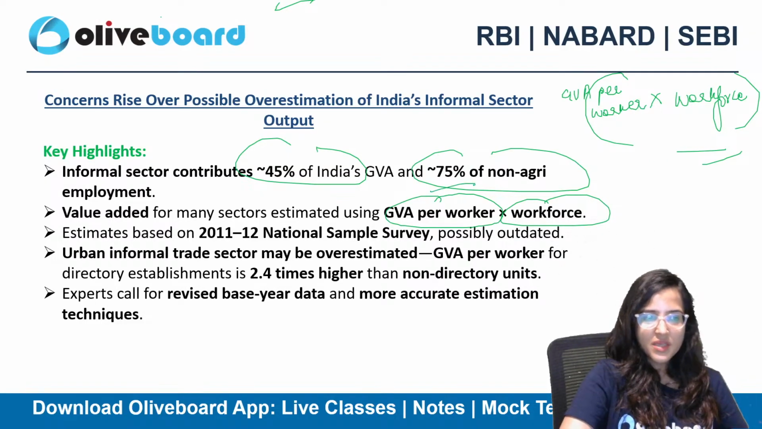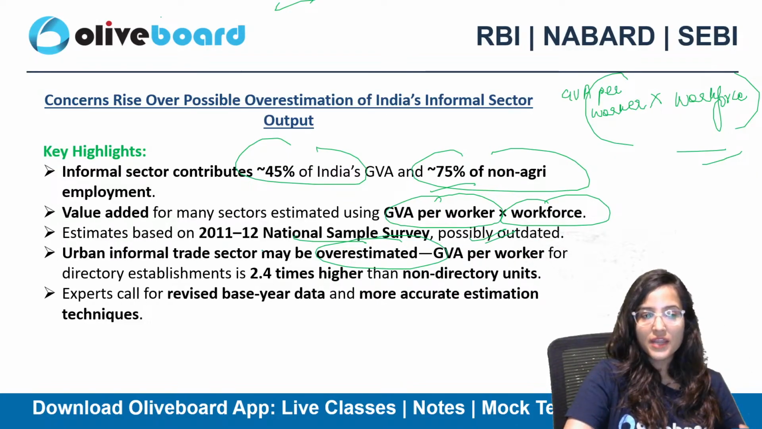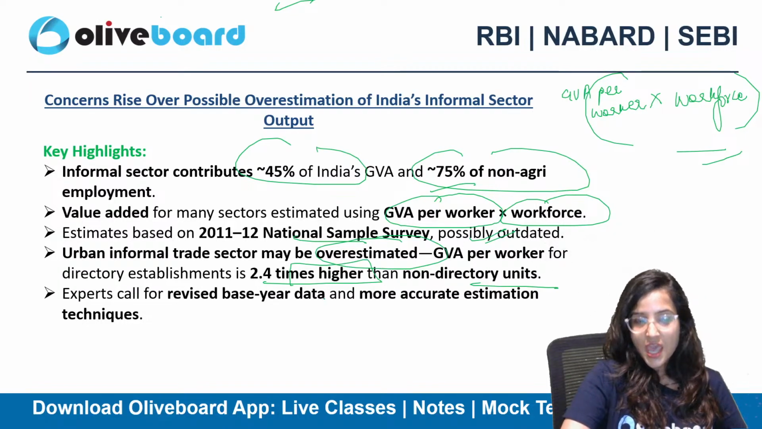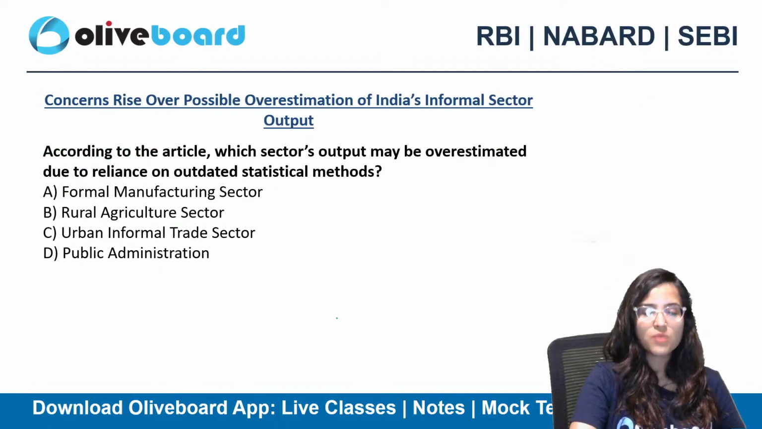And estimates are based on the 2011-12 National Sample Survey, which is possibly outdated. The urban informal trade sector is overestimated. That is what this article is saying. GVA per worker for directory establishments is 2.4 times higher than non-directory units. Experts are saying that we need to revise the base year data and bring in more accurate estimation techniques.